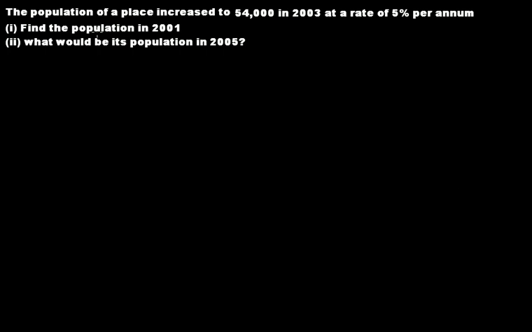And here we have a problem that says the population of a place increased to 54,000 in 2003 at a rate of 5% per annum. Find the population in 2001, and what would be its population in 2005?